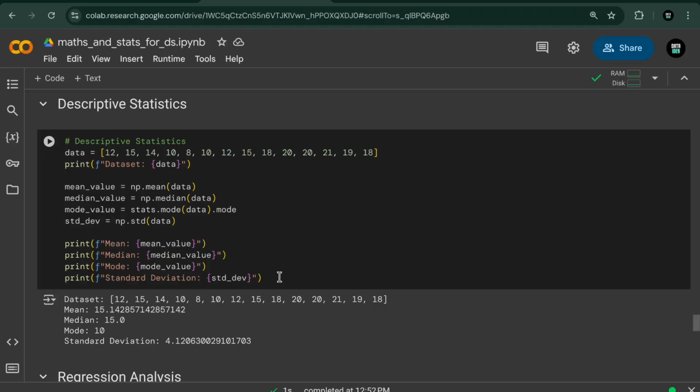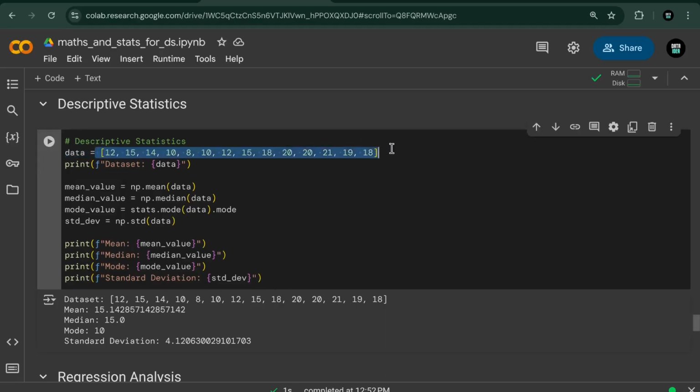Here I have some code using NumPy to obtain these values. For this sample data, the mean is 15, which is the average of all these values, and the median, which is the middle point when they are arranged in ascending order, is also 15. Then the mode, which is the number appearing the most times, is 10, appearing, I think, 2 times. And then the standard deviation is about 4.12, which shows how these values deviate from 15 on average.